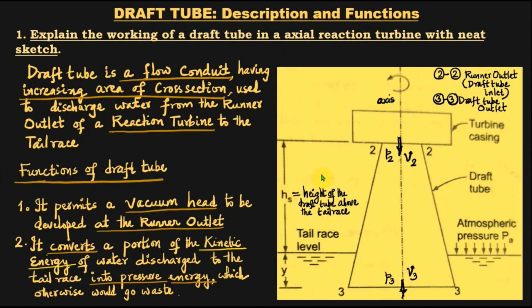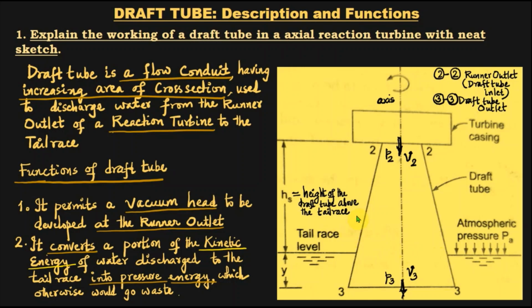Now we will explain the working of a draft tube in a reaction turbine with a schematic diagram. This is a schematic diagram. Here the rectangle represents the turbine and the casing. And here we have a draft tube, which is of a straight divergent type or a simple conical one that resembles the shape of a conical frustum.